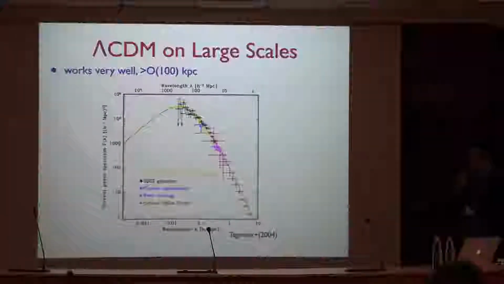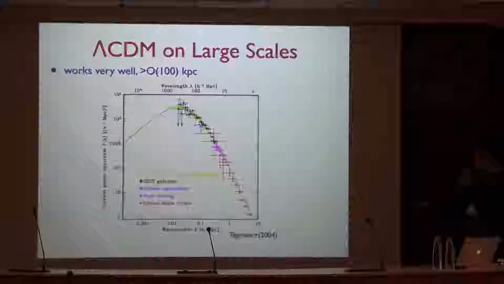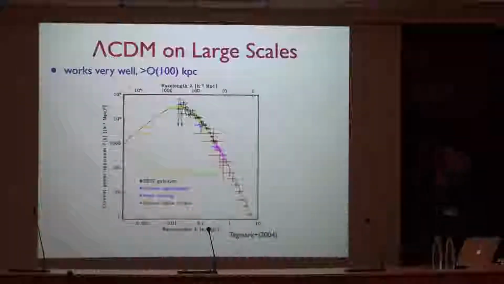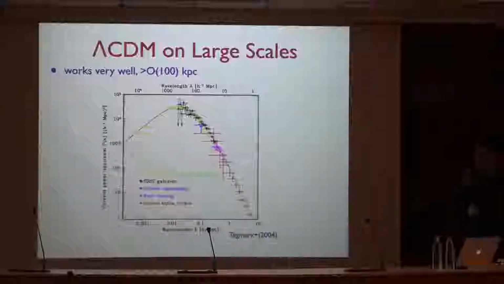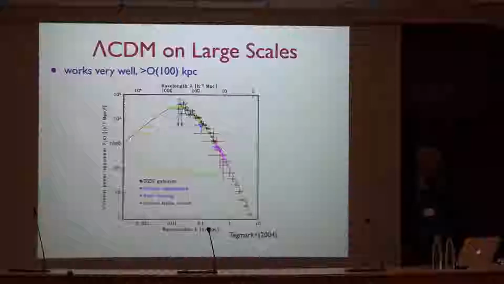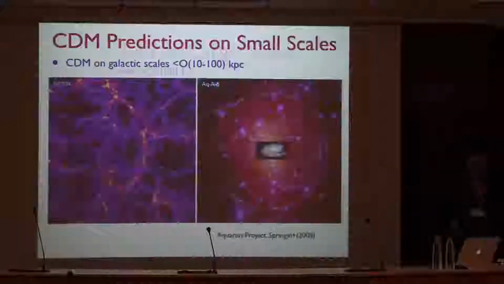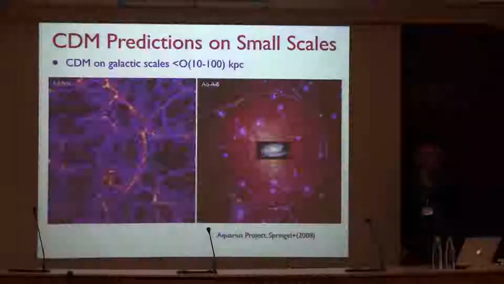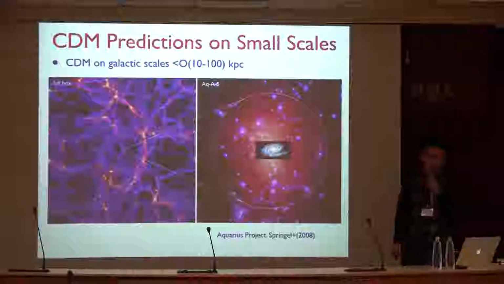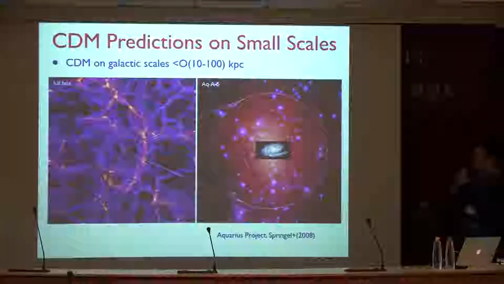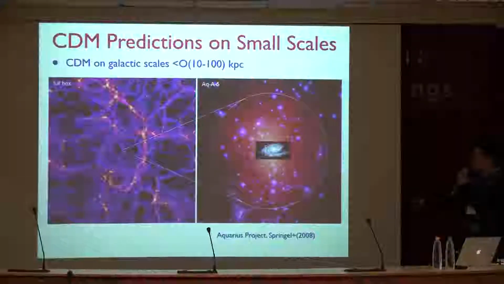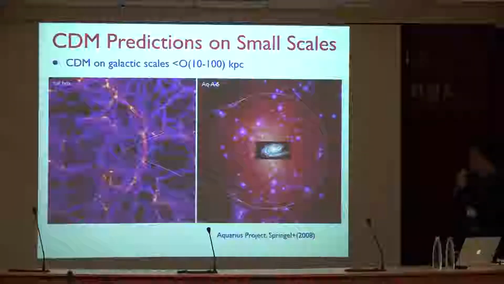This plot shows the power spectrum. The solid curve is from lambda CDM predictions, and the observational data in different colors are from different observations. Of course, you see the agreement is very good. Lambda CDM also makes very big predictions on smaller scales. By smaller scales, I mean galactic scales and galaxy halos.